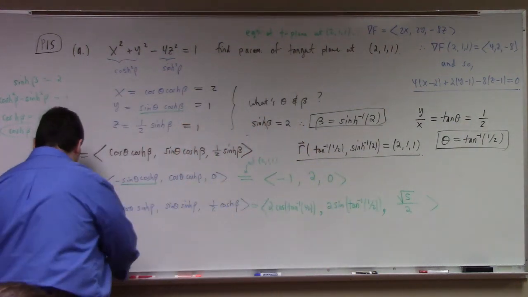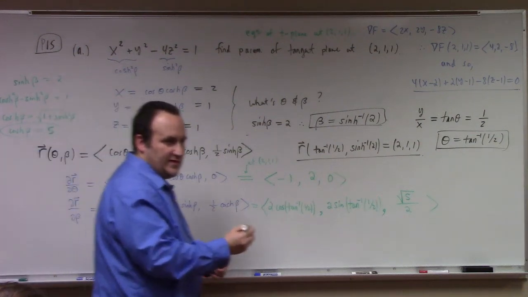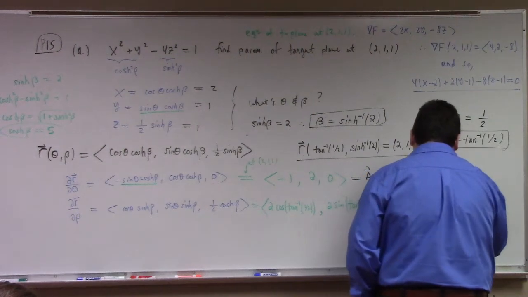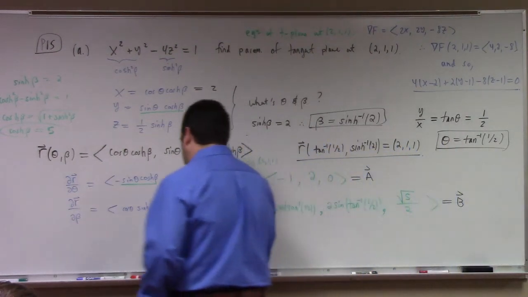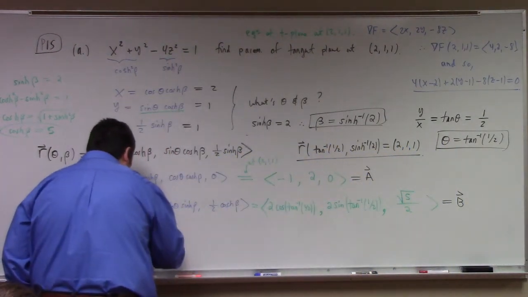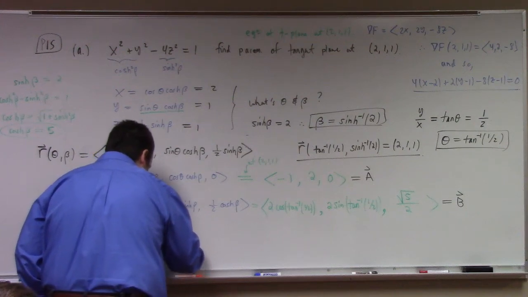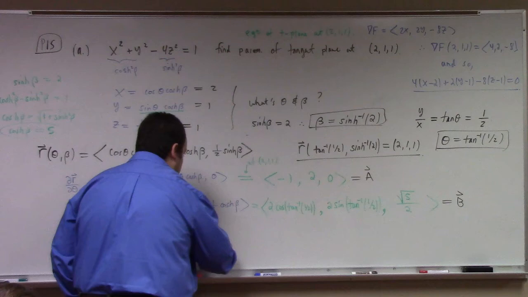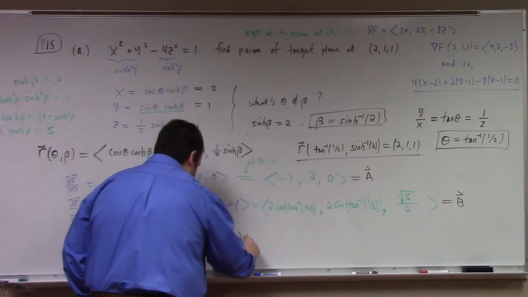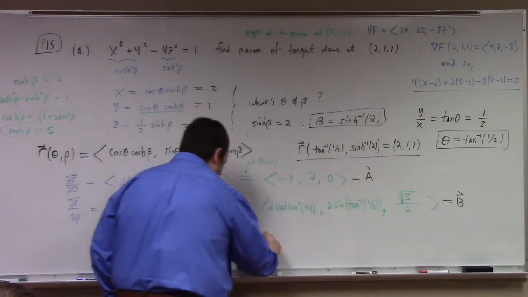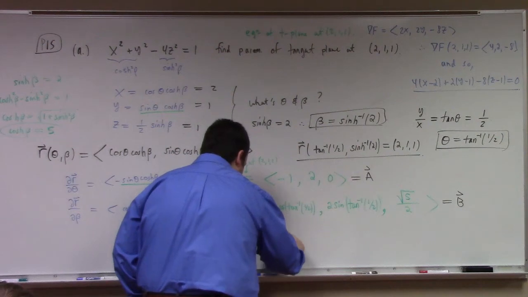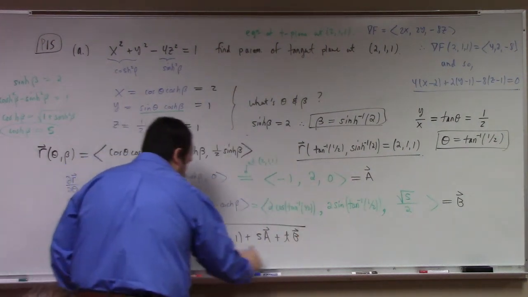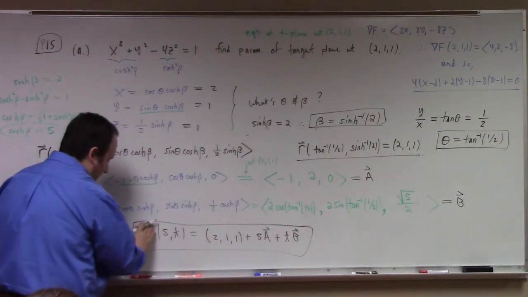All right. I want to talk about something else today, so let me just give these a name. Let's call this one A. Let's call this one B. What's the parameterization of the tangent plane? Let's use, say, S and T. It would be the base point, which is 2, 1, 1, plus S times vector A plus T times vector B. So there you go. That's the parameterization of the tangent plane we're looking for here.